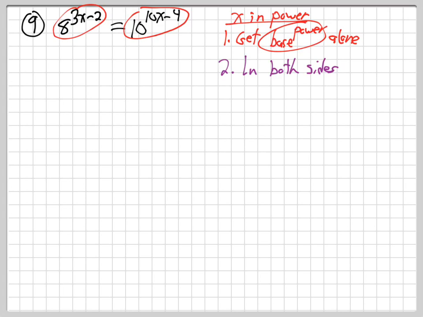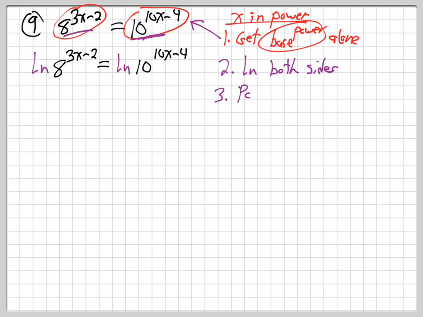So step 1, the base to power, those are already alone. We already have a base to a power and a base to a power. If they had a number in front, like 2 or 3 or something, we'd have to get rid of those, but they don't. So they're already alone. Step 1's already done. Let's go right on to step 2. Okay, and we ln both sides. ln, and then you know the deal, right?